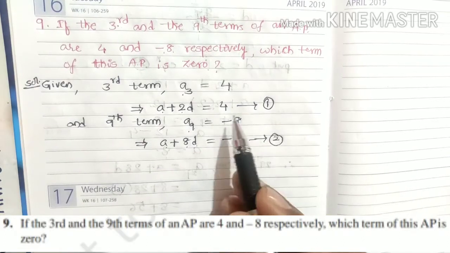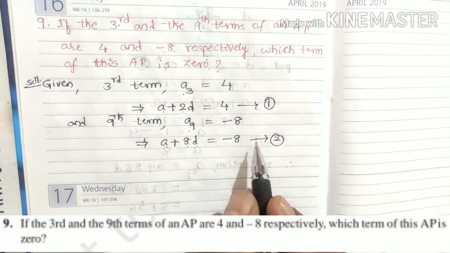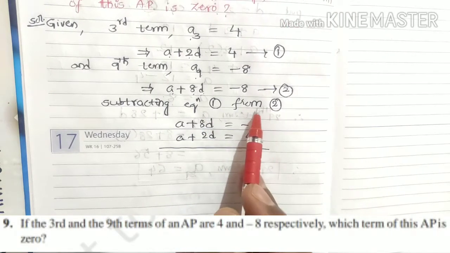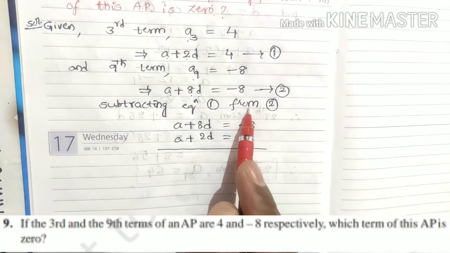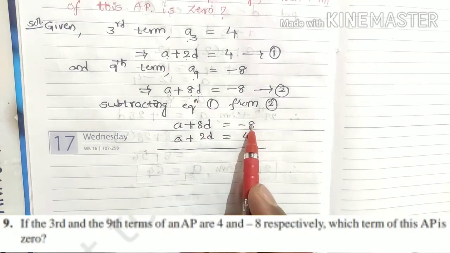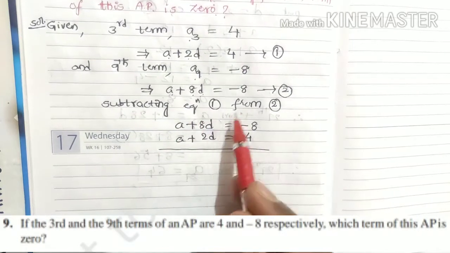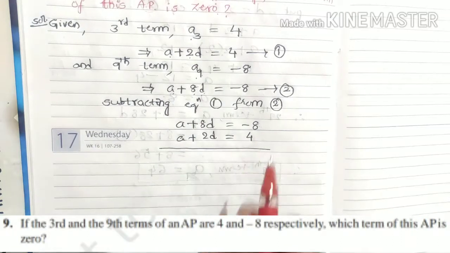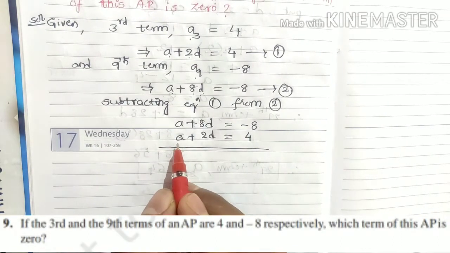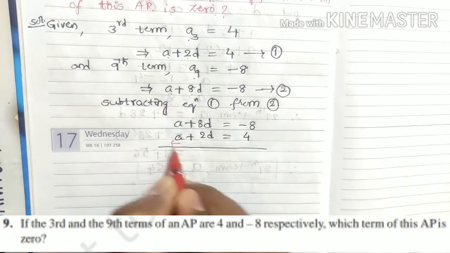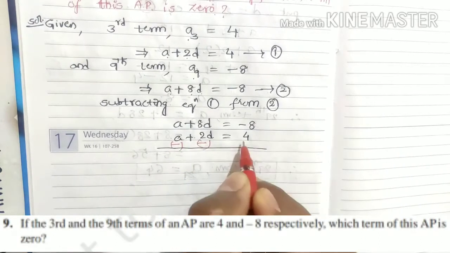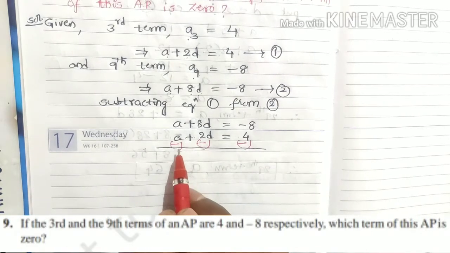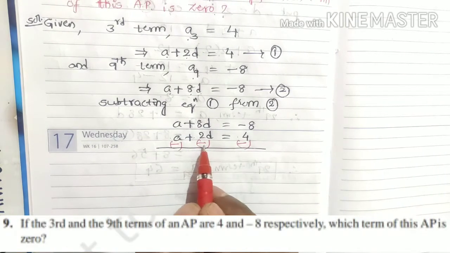Here you can subtract first equation from second. So when we are subtracting equation 1 from 2, you write the second equation first: A plus 8D equal to minus 8. Subtracting the first equation, that will come in the second line: A plus 2D equal to 4 we are subtracting. Which equation you are subtracting, that sign change will be there. Plus A will become minus A, plus 2D will become minus 2D, plus 4 will become minus 4. After changing the signs, don't mind the old symbols. Now you have to mind only the new symbols, that is everywhere minus.